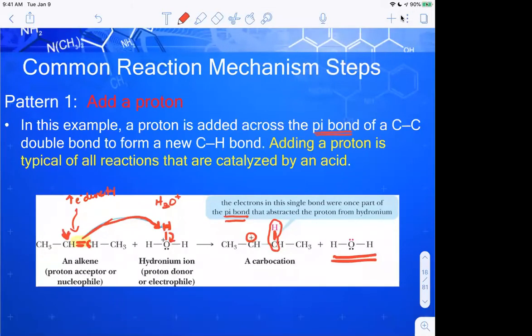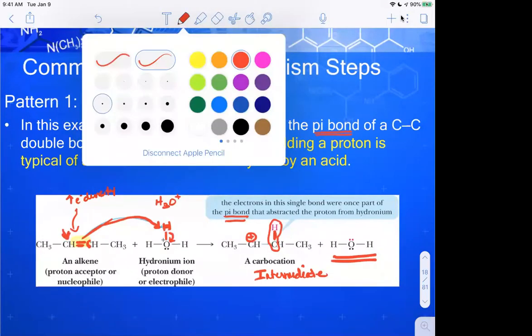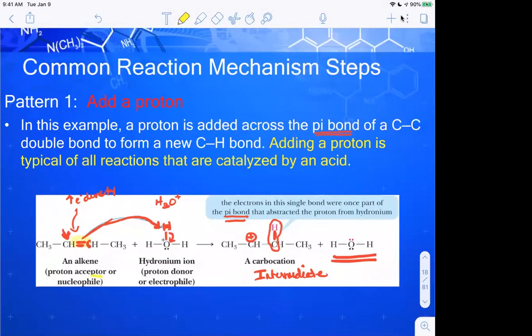And I end up with this carbocation, which is actually an intermediate. This carbocation will then go ahead and react further. The other interesting thing to remember is that this is called a nucleophile because it is electron poor and it wants electrons. Actually, I had that wrong, sorry. The nucleophile is electron rich.